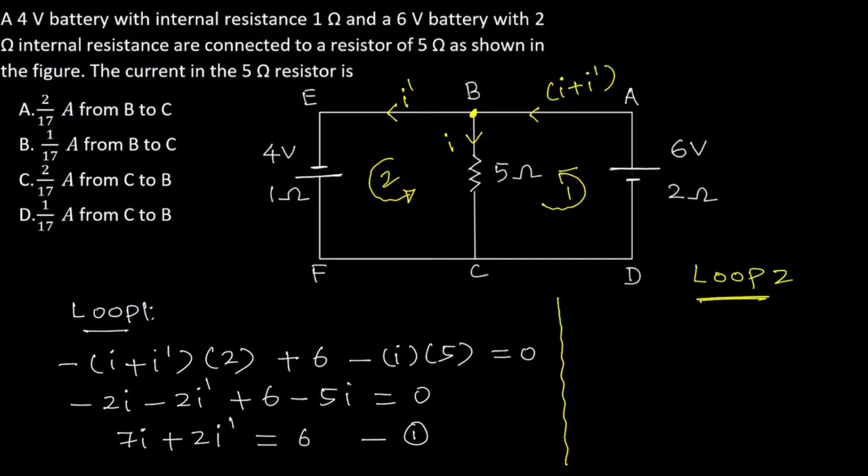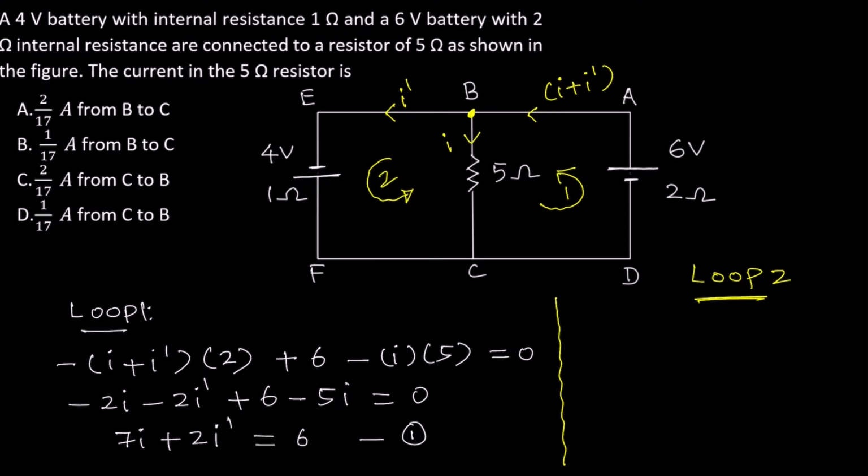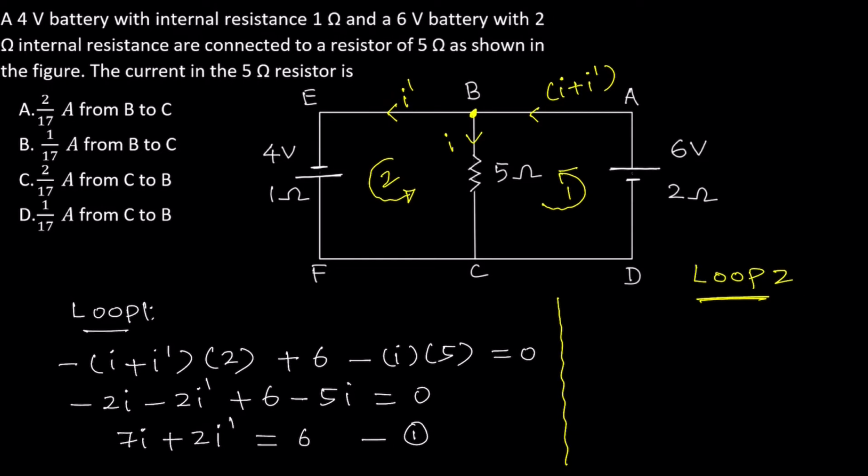Again, the same thing. When I'm going through the internal resistance of the battery, I'm walking in the direction of the current. So there is a drop of IR. So here I is I prime. The internal resistance is 1. For the battery, the voltage gain is plus 4.